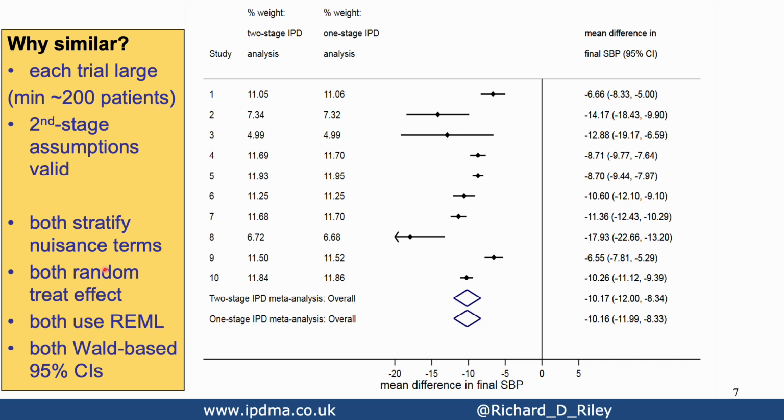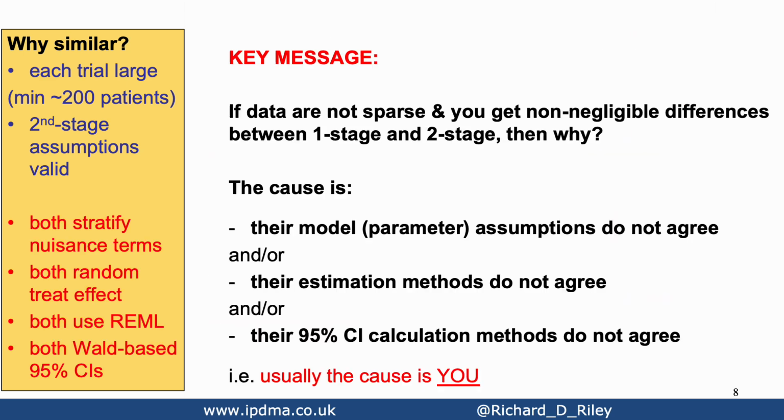We're also making a consistent assumption about a random treatment effect. Like I said, all methods use REML estimation, and I've used Wald-based confidence intervals, so plus or minus 1.96 to derive them. So same assumptions. The assumptions for the two-stage approach are valid. Same estimation methods, same methods to derive confidence intervals. So given all that, it shouldn't really be surprising that we're getting similar results.